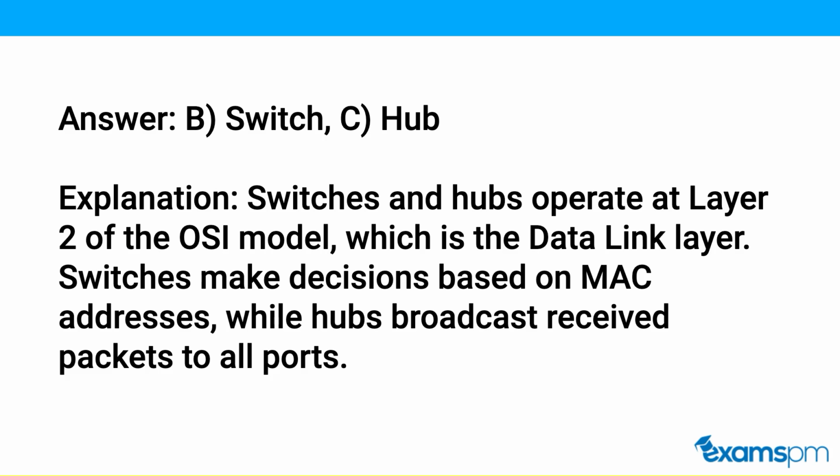Answer: B. Switch, C. Hub. Explanation: Switches and hubs operate at Layer 2 of the OSI model, which is the data link layer. Switches make decisions based on MAC addresses, while hubs broadcast received packets to all ports.